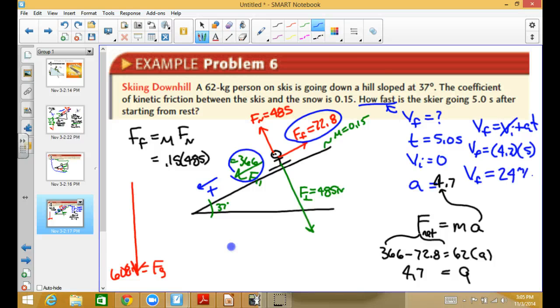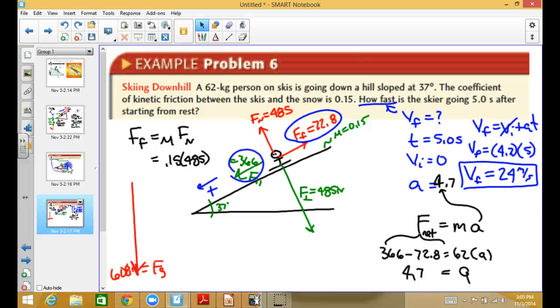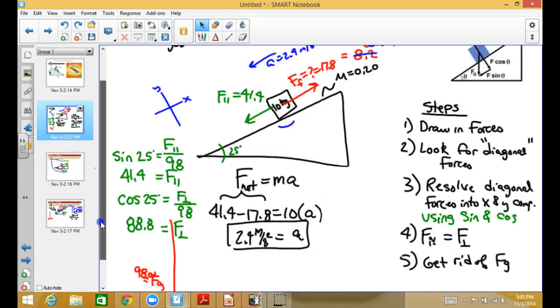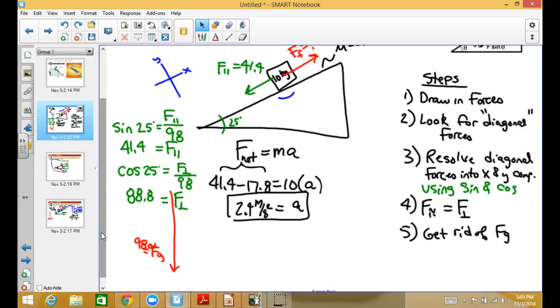So a lot of talk. I just wanted to go through a couple of these because I know that inclined planes can be kind of confusing. So I wanted to give you a few examples, but there's some true rules that we do. Number 1, draw on the forces. Number 2, look for diagonal forces. Number 3, you resolve the diagonal forces into its x and y components, and that's always going to be gravity in all of these cases.